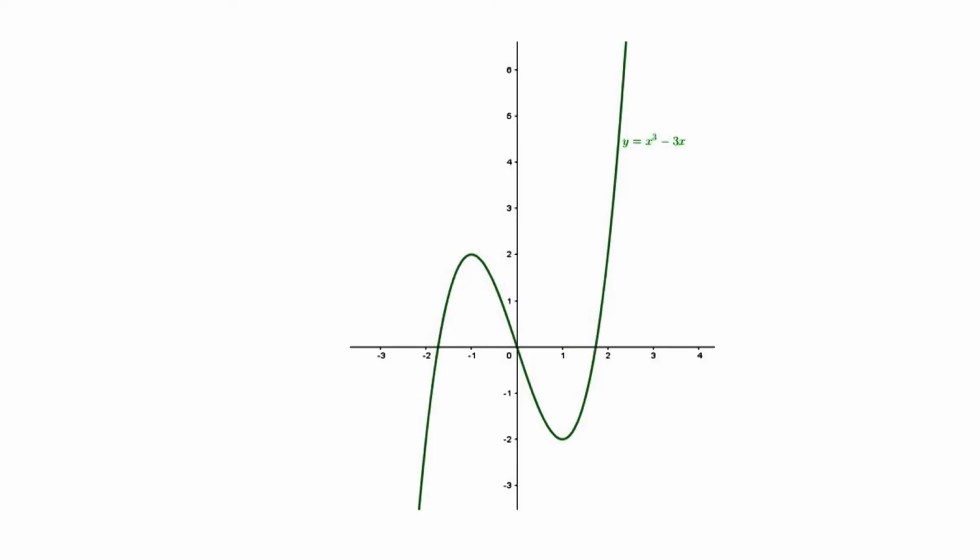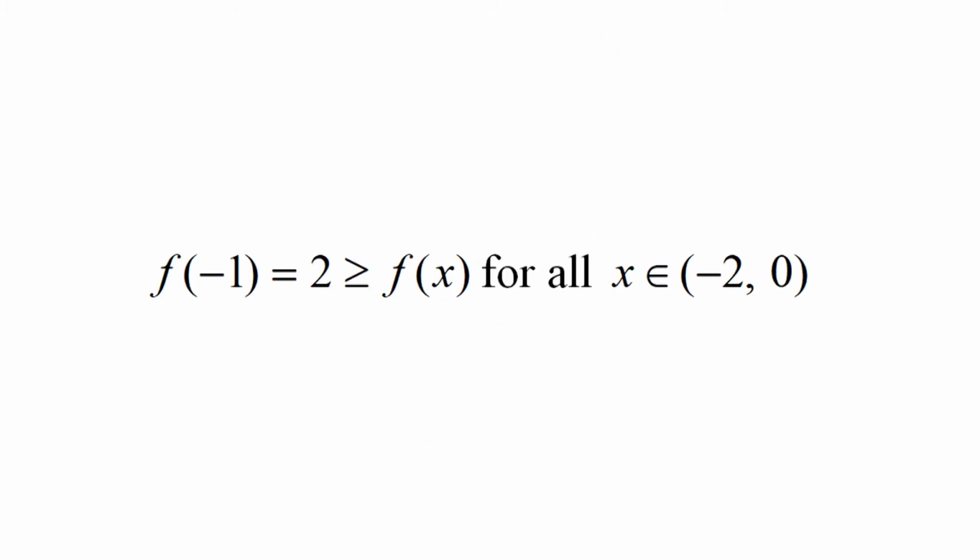By looking at the graph of f of x equal to x cube minus 3x, we can see a local maximum at x equal to minus 1 and a local minimum at x equal to 1. We verify this theoretically as follows. f of minus 1 equal to 2 is greater than or equal to f of x for all x in the interval minus 2 to 0, an open interval containing minus 1. So f has a local maximum at x equal to minus 1.